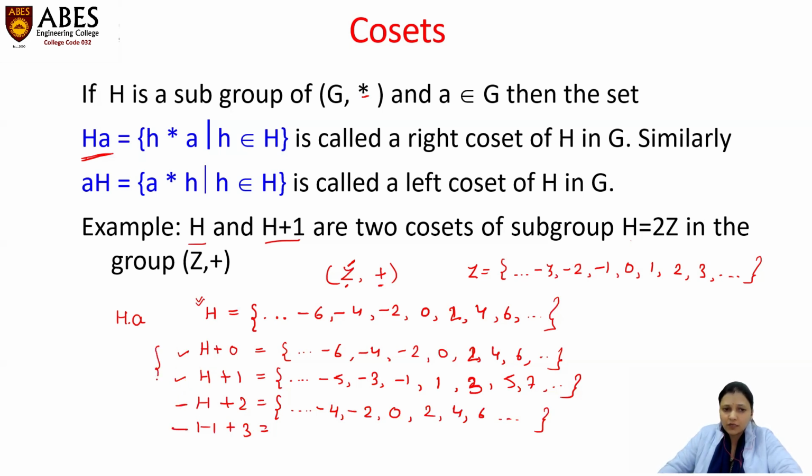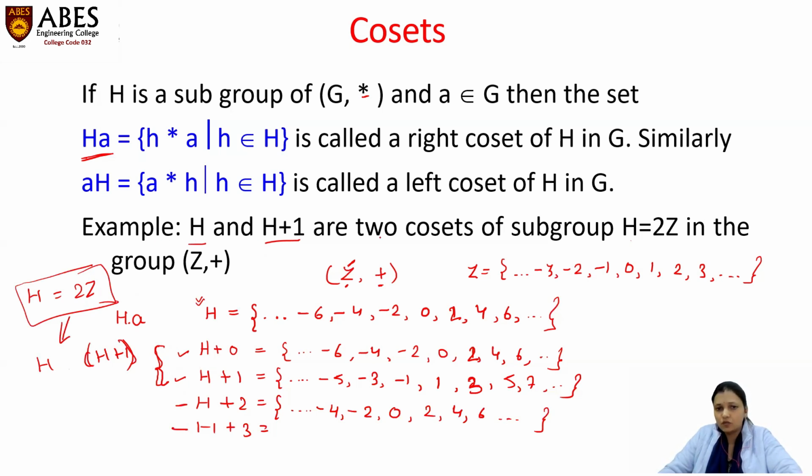We can conclude that we are getting only two distinct cosets, which are H and H plus 1. So for this subgroup H equal to 2Z, we have only two cosets, H and H plus 1. In this example, H and H plus 1 are the two cosets of the subgroup H equal to 2Z in the group Z under addition.